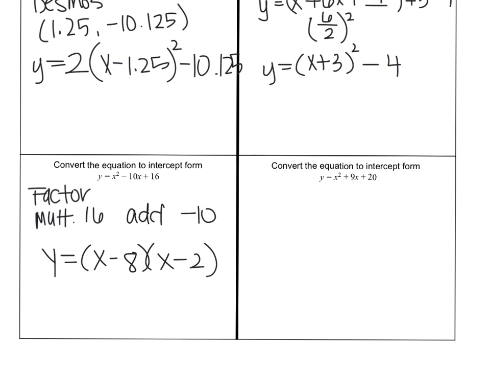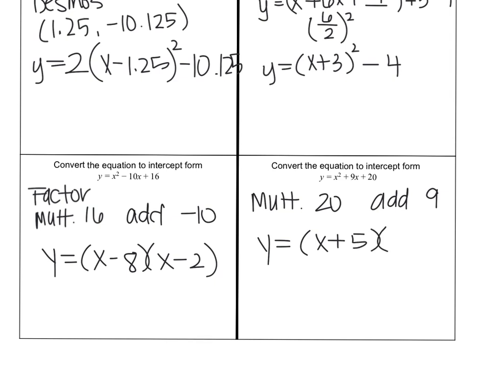Our last example, y equals x squared plus 9x plus 20. We're looking for the numbers that multiply to 20 and add to 9. So 1 and 20, 2 and 10, and 4 and 5. And the numbers that add to 9 are 4 and 5. So we have y equals (x plus 5)(x plus 4).